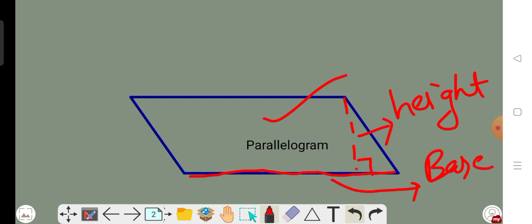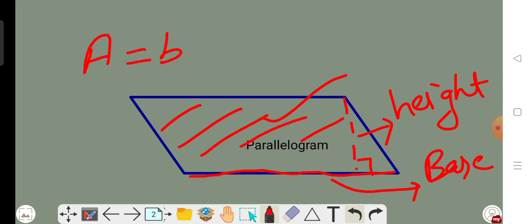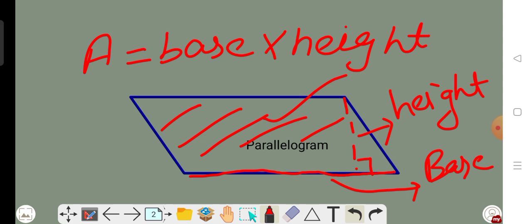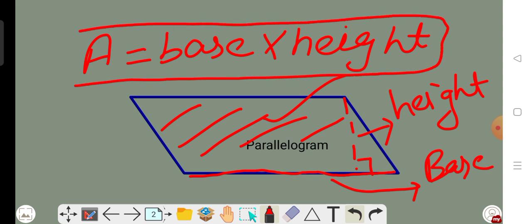Okay. So to calculate the area of this parallelogram, what will be the formula? Base multiplied by height. This is the area of a parallelogram, and that is equal to base multiplied by height. If we know the value of the base and the height of any parallelogram, we can calculate the area easily by multiplying them.